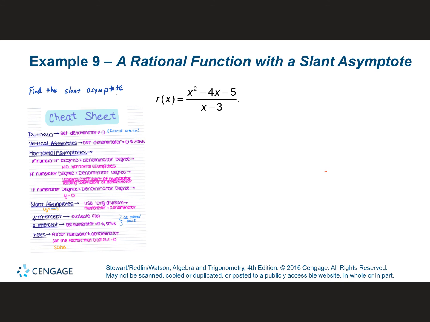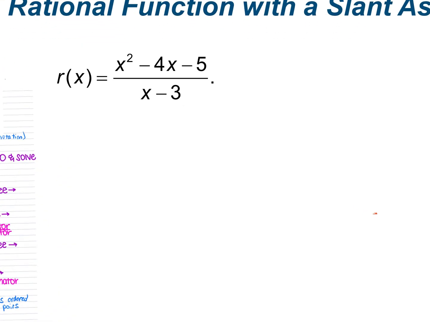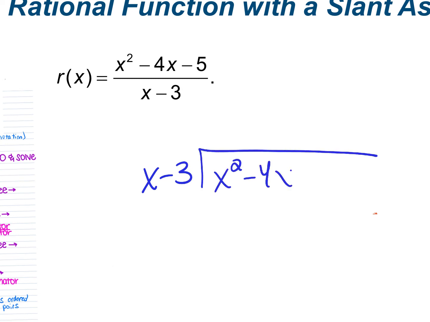So how do I find the slant asymptote? What does your cheat sheet say? Use long division. We've done this before. Long division. This problem says x squared minus 4x minus 5 divided by x minus 3. That means x minus 3 goes on the outside, and x squared minus 4x minus 5 is on the inside.